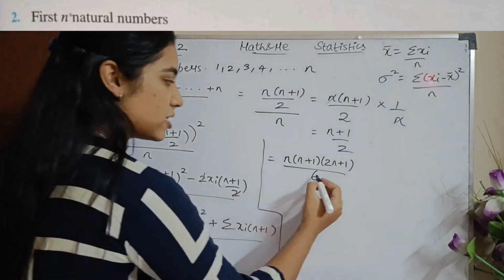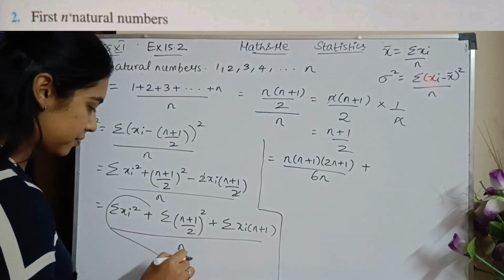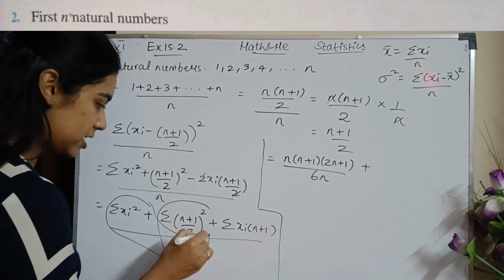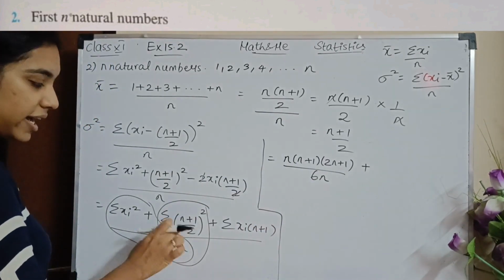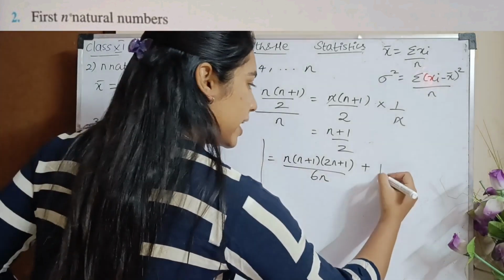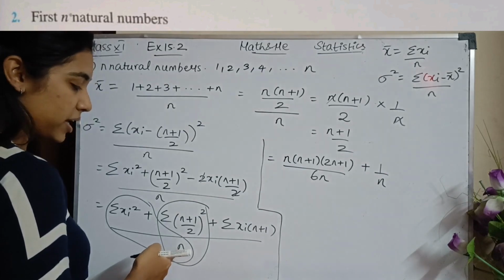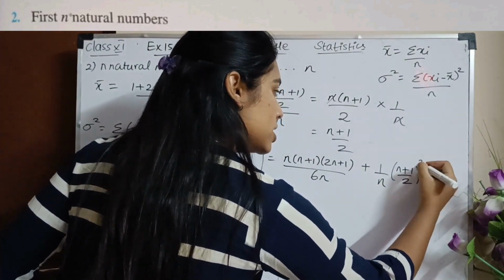I also have this n, so I'll write that here. Plus I'm going to split the terms, this term separately, then this term separately. So this I have written down with the n. Now I have n plus 1 divided by 2 the whole square, which is not in the summation. So what will I have? 1 divided by n, which is in the denominator, and in the numerator, n plus 1 divided by 2 the whole square.